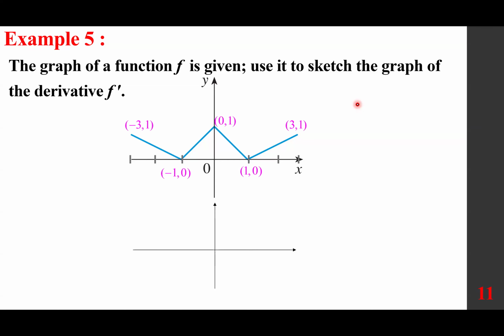So let's say those are the points, and you use rise over run, and you calculate the slope for each case. For example, this one would be 0 minus 1 over -1 minus -3. So the slope becomes -1/2 for the first piece.